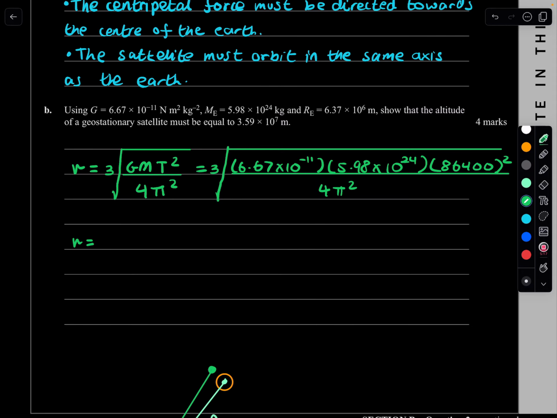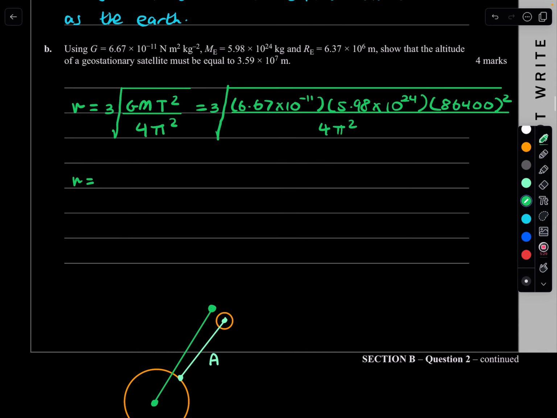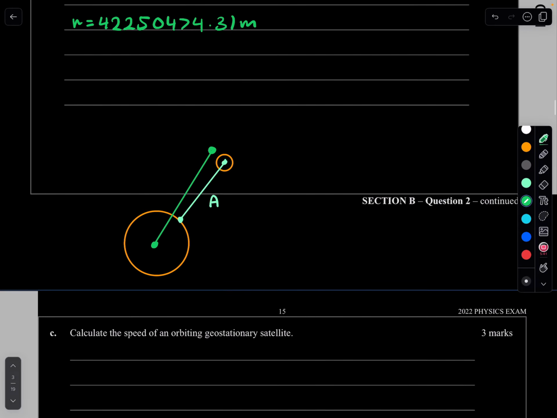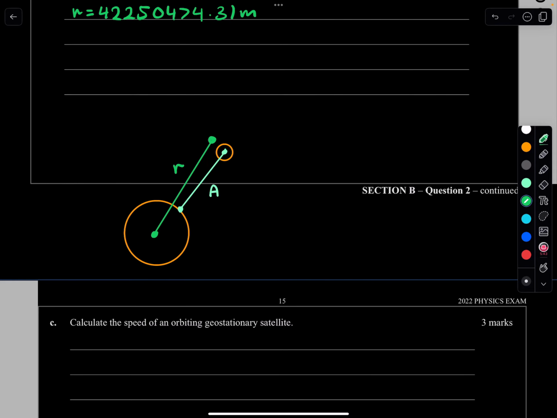Times 10 to the power of 24, 86400 squared, 4 pi squared. And that gives me 42250474.31 meters. That's the radius, this R. If I wanted this altitude, all we have to do is subtract the radius of the Earth from the R value, and it's going to give me your altitude.